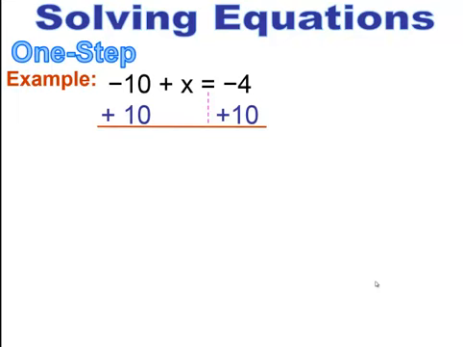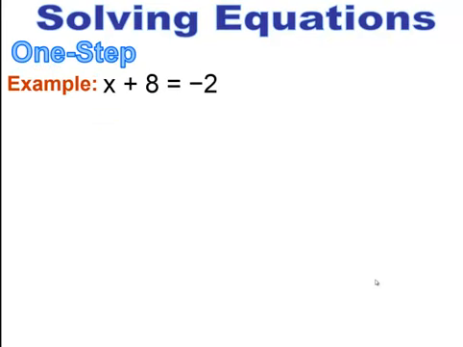And whatever you do to one side, you have to make sure that you do it to the other side of the equal sign. So always make sure that you're crossing to the other side of the equal sign when you're solving equations. Now from left to right, notice that negative 10 plus 10 will be 0. It gets eliminated. And you're left with x, and then you have to do the arithmetic. So x will equal, and then I do the negative 4 plus 10. Different signs mean you're going to subtract and keep the sign of the higher number. So you'll end up with a positive 6 as your answer.